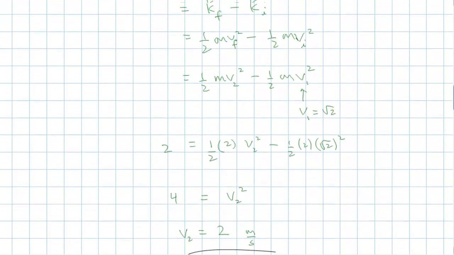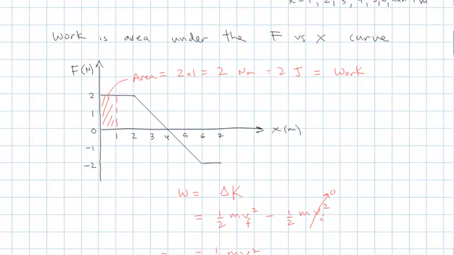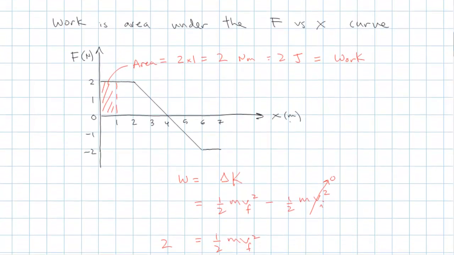The idea here, work is the area under that curve. Force versus displacement curve. You find the area, and you use work as change in kinetic energy. Fairly simple. The tricky part was that when you're below the x-axis, it's negative work, negative area, negative work. And when you're doing negative work on your object, you're slowing it down. When you're doing positive work, you're speeding it up.